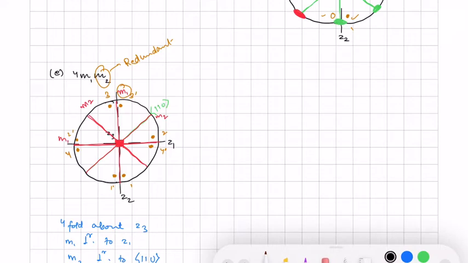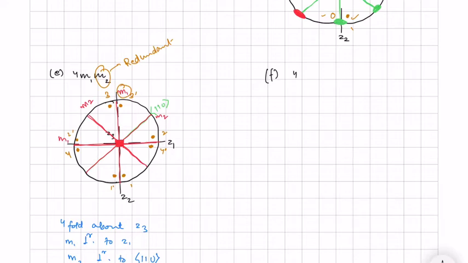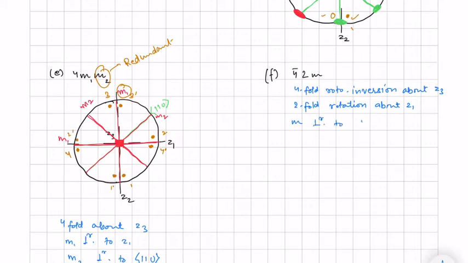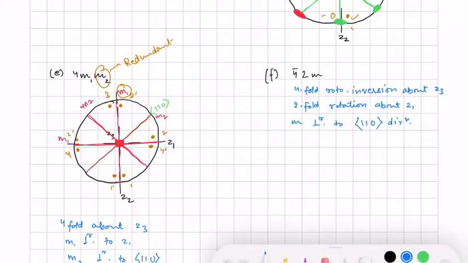Now let us move to the sixth point group of the tetragonal crystal system, that is 4 bar 2 m. So this is basically four-fold roto-inversion about Z3, then two-fold rotation about Z1, and then mirror perpendicular to the 110 direction. Okay, let us draw.